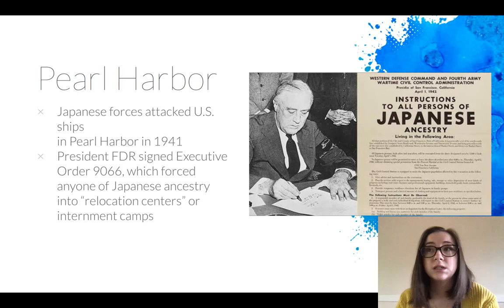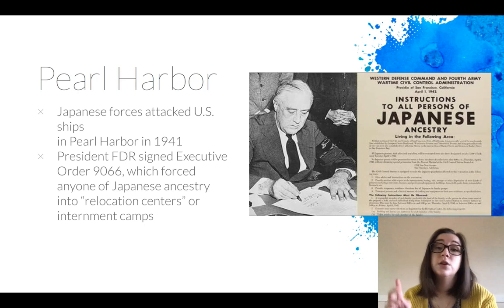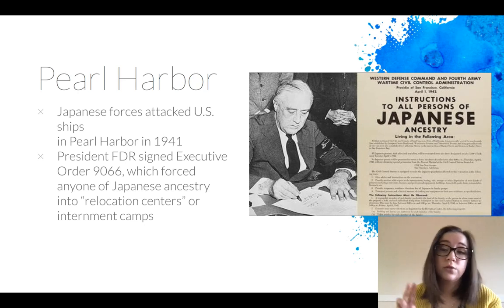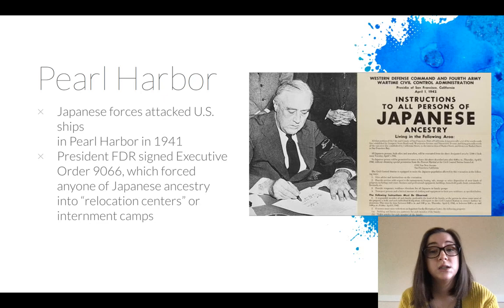So that means even if you were born here, even if your parents were born here, if your grandparents or somebody in your ancestry was born in Japan, you had to go into these camps. Even if you don't speak Japanese, even if you've never been to Japan, right? Even if you were American, had never shown any signs of disloyalty, you had to go in the camp if you were Japanese.